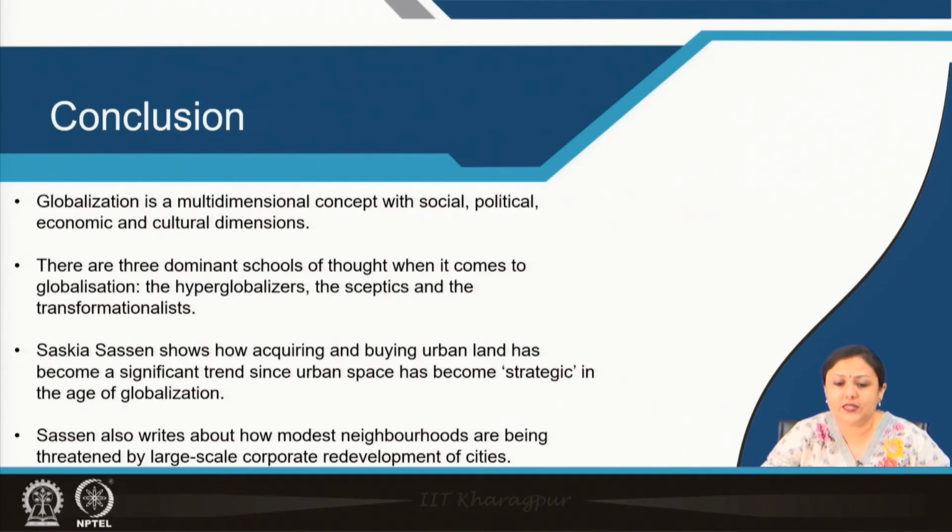To conclude, let us briefly summarize what we discussed in today's class. Globalization is a multidimensional concept with social, political, economic, and cultural dimensions. There are three dominant schools of thought when it comes to globalization: the hyperglobalizers, the skeptics, and the transformationalists. We learnt about the theory of Saskia Sassen, who shows how acquiring and buying urban land has become a significant trend since urban space has become strategic in the age of globalization. Sassen also writes about how modest neighborhoods in the cities are being threatened by large-scale corporate redevelopment of cities.